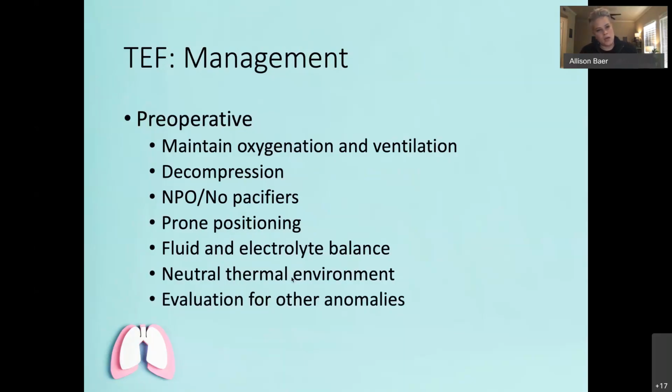So pre-op, they're going to be NPO and not even any pacifiers, because pacifiers are going to increase saliva production, and you don't want anything that they're going to try to be swallowing down. So positioning them prone so those oral secretions can come out of their mouth. Try to decompress that area as much. So you might see a very short sump to decompress that little pouch, and then just maintaining oxygen ventilation. They're going to be on fluids, TPN, some kind of parenteral nutrition until you can correct them, and then checking for those other abnormalities.